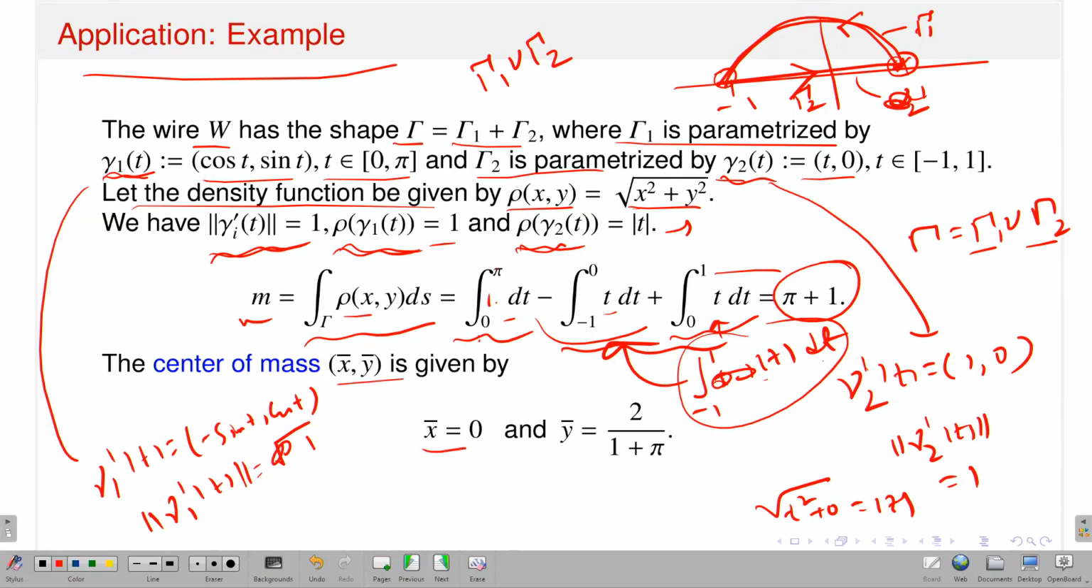The center of mass is x bar is 0, y bar is 2 by 1 plus pi. Again you can calculate what is x bar. If you calculate, x bar is 1 by m. So 1 by m means 1 by pi plus 1 as it is. Then integration over gamma. Then look at the formula.